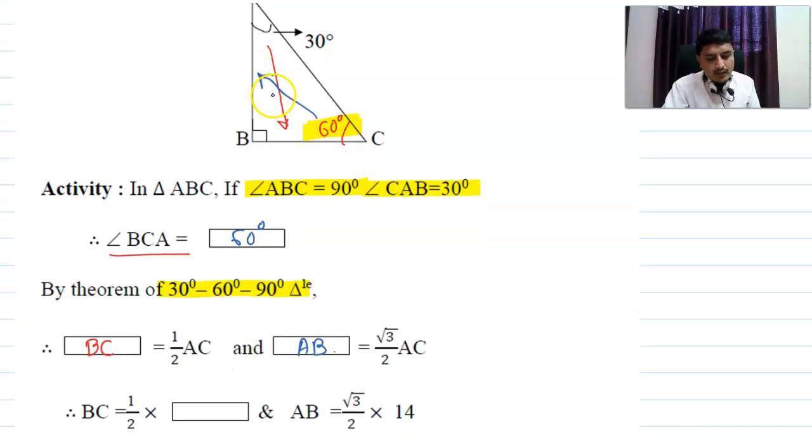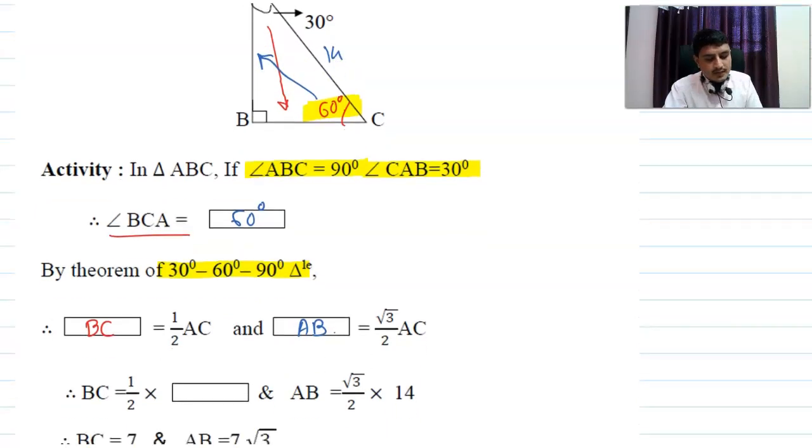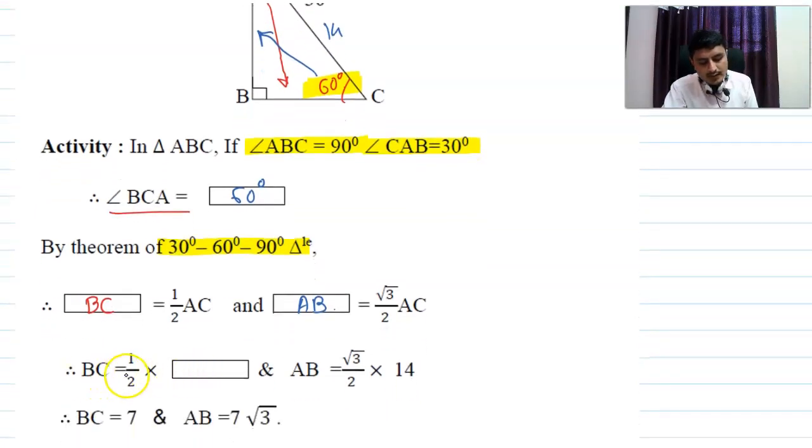The given value of AC, the hypotenuse of triangle ABC, is 14. So BC equals half of AC, that is half of 14. After simplifying, 2 ones are 2 and 2 sevens are 14, so the value of BC is 7. And root 3 by 2 times AC, which is 14: 2 ones are 2, 2 sevens are 14. So root 3 into 7, that means the value of AB is 7 root 3.